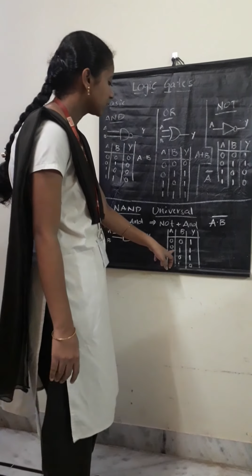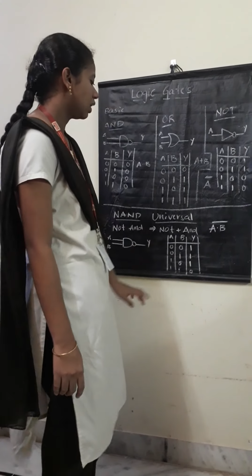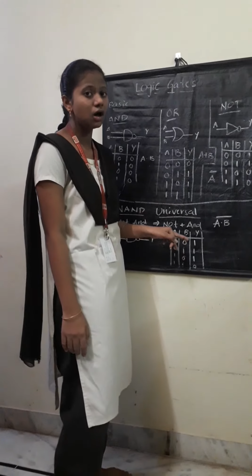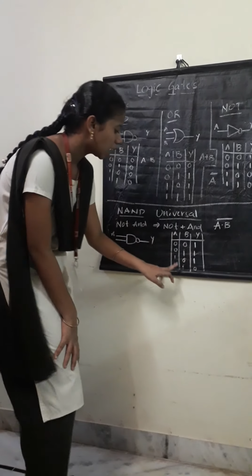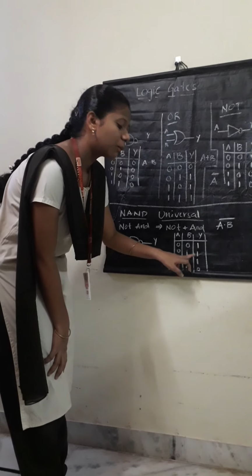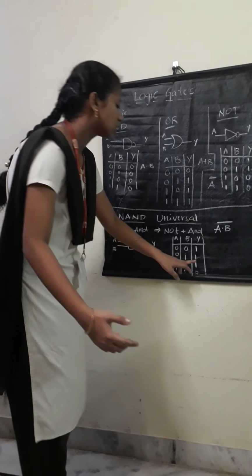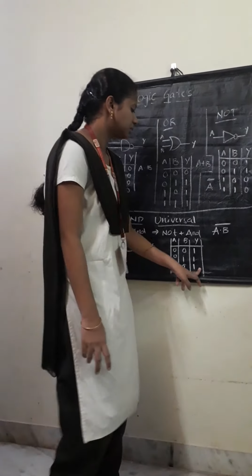Likewise, 0 into 1 equal to 0, but we have to take the complement of the product, so we have taken 1. And 1 into 0 equal to 0, but we have taken 1. 1 into 1 equal to 1, but 1 complement is 0, so we have taken 0.